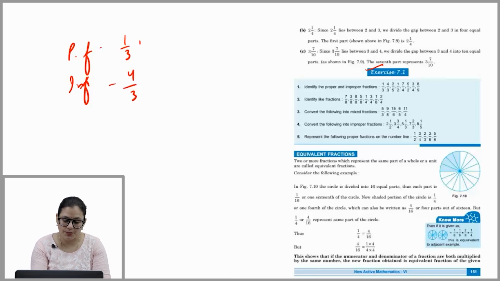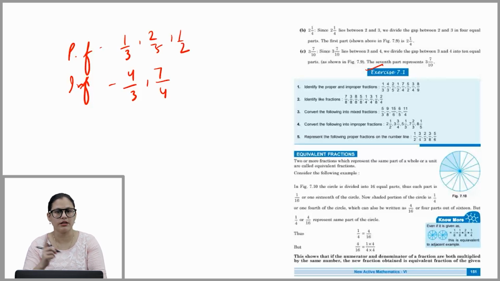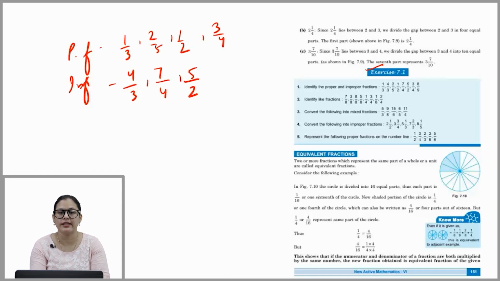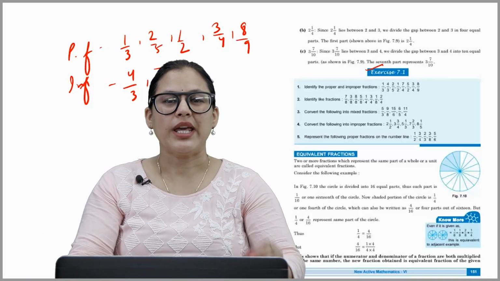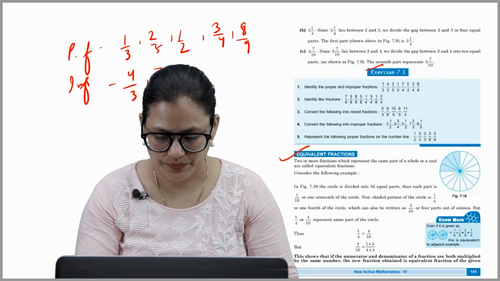2 by 5 is proper fraction. 1 by 2 is also proper fraction. 7 by 4 is improper because numerator is greater than denominator. 5 by 2, it's also an improper fraction. 3 by 4 is a proper fraction, and then 8 by 9, this is also proper fraction. Right, student? Now, equivalent fractions.